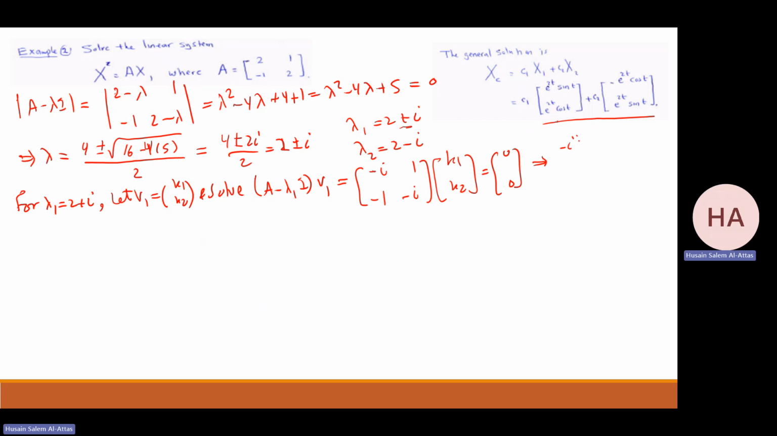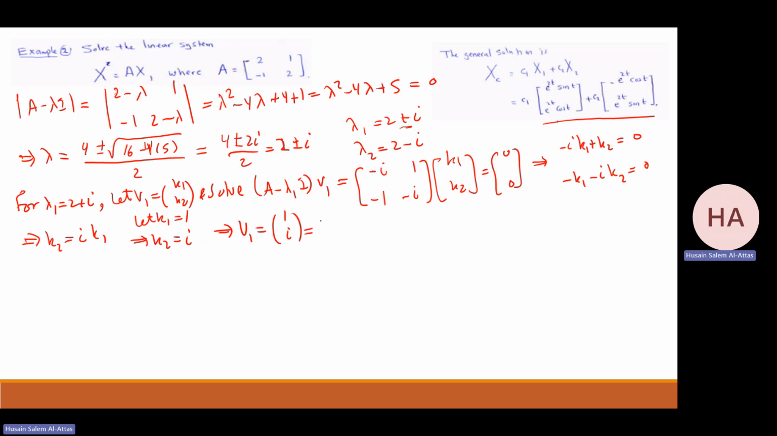So what I have: minus i k1 plus k2 equals 0, and minus k1 minus i k2 equals 0. These two equations should be the same. Notice if I multiply the second one by i, I'm getting minus i, and minus i times i is plus 1, which is correct. So I have k2 equal to i k1. Now let k1 equal 1. I get k2 equal i. So my v1 will be 1, i.